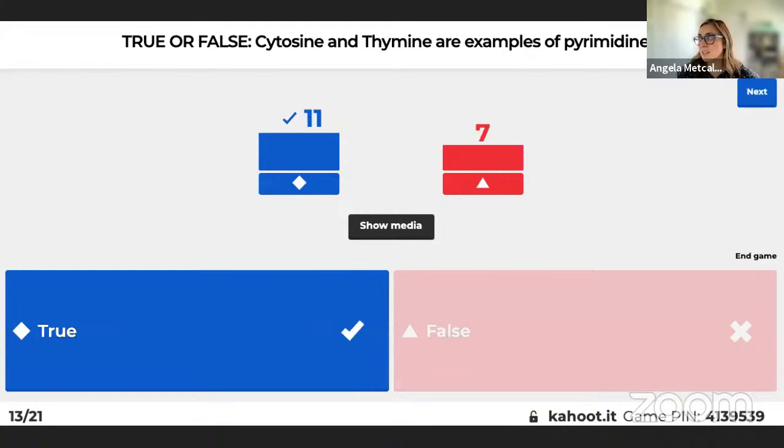Yeah. So cytosine and thymine are the other kind. They're pyrimidines. It's not super important that you remember that, but just so you know, there are different types.